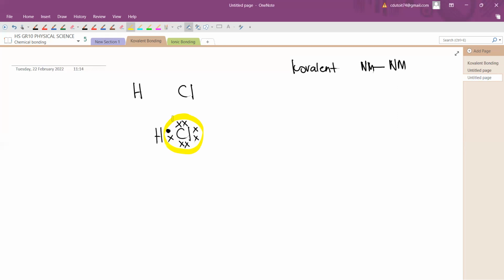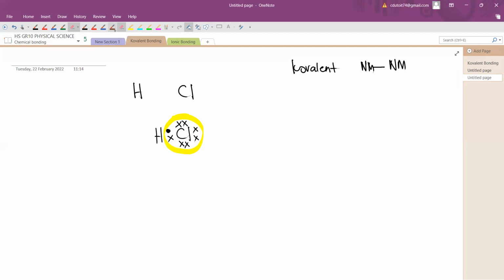Why is that? Because of the Aufbau diagram. In the Aufbau diagram, there's space in the chlorine atom for more electrons. On the hydrogen, there's only space for 1 extra electron, so the hydrogen 1s orbital can now have 2 electrons in it. Chlorine has 1 extra space left, so it can add another electron. If you draw Aufbau diagrams of that, you'll see.